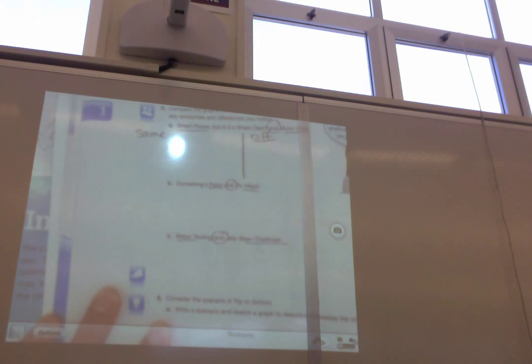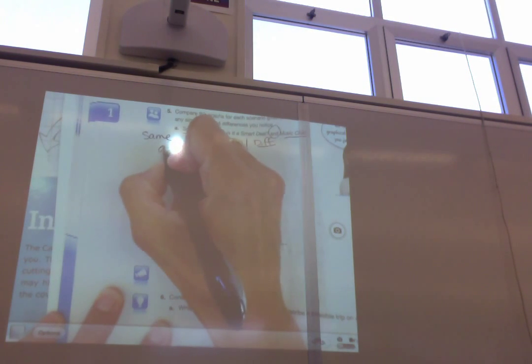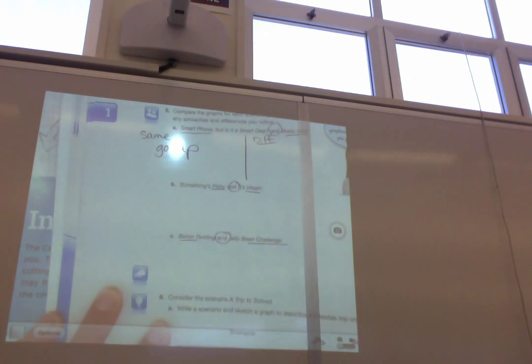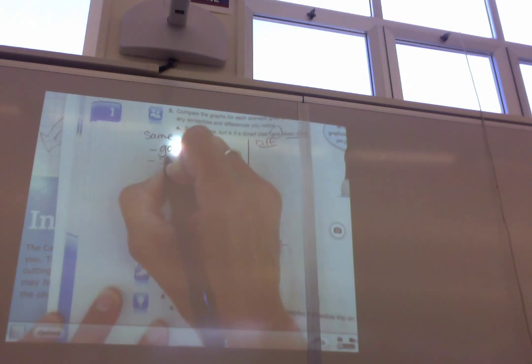Yes. Both go up. They both are increasing. Back table, did you have anything else that was the same? Okay, Wyatt? They both start at 0.